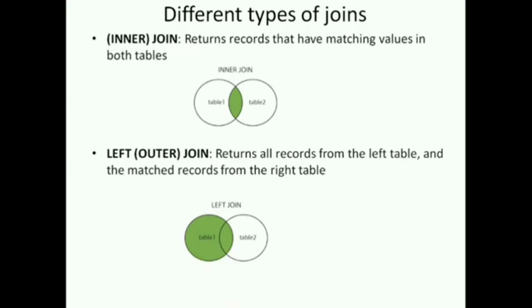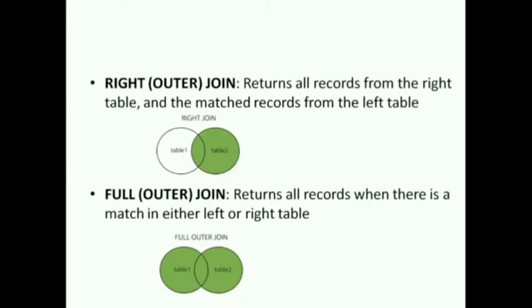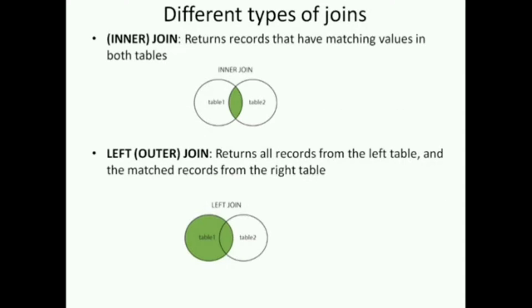Then there is left join. You can also call it left outer join. Then there is right join. You can also call it right outer join. Then there is full join or full outer join. So the inner join returns the records that have matching values in both tables.